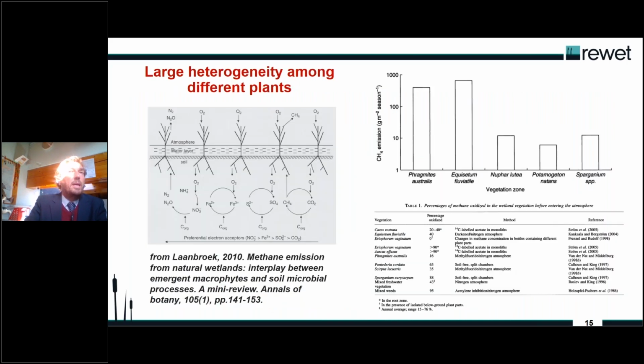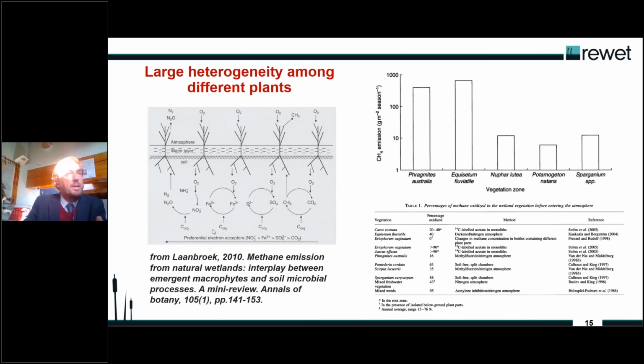I was saying in my outline that there is large heterogeneity. In this work by Lambrook of 2010, we can see how in the same areas, different aquatic plants can be responsible for very variable, extremely variable emission of methane. But the author suggests that this variability is not directly due to the plants, but is due to the microbial communities growing in the rhizosphere of these plants, and specifically to the bacteria that can reoxidize methane and that can live in strict proximity to the roots.